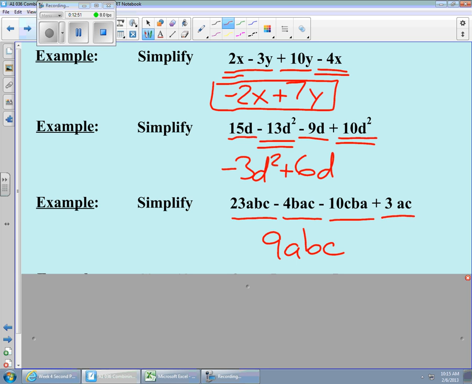And we have this one little term down here that doesn't match up to anybody. So it doesn't have anybody to add with, so we're just going to write it down. 3 ACs. And there you go. There's your answer.